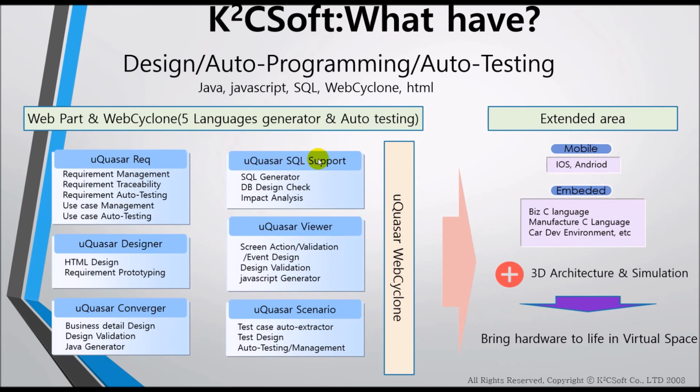k2csoft SQL support provides the ability to check database design contents and analyze the SDLC of the entity after detailed design is completed, and automatically generates process-to-entity metrics. It also creates the SQL source for the business process. k2csoft Viewer allows you to set the screen action and validation event and automatically generates a JavaScript source. k2csoft Scenario is a solution that automatically extracts test cases based on the contents designed in the detailed design and provides the function to design the extracted test cases as well as to implement the test automatically.